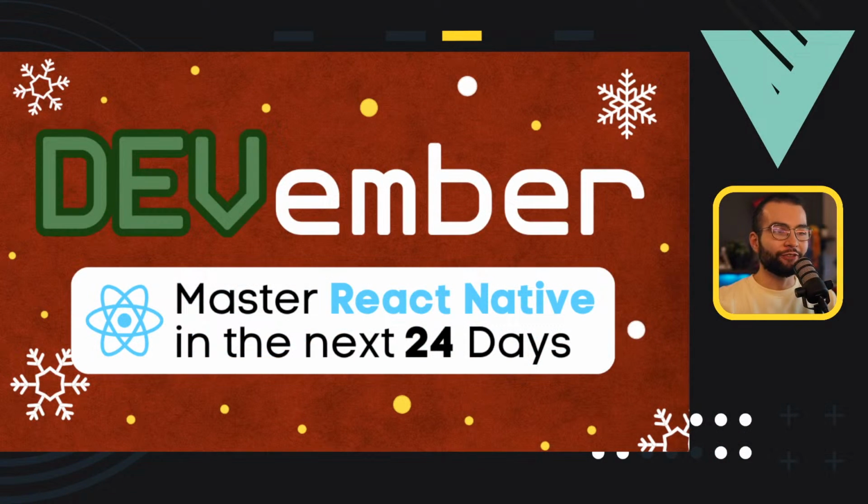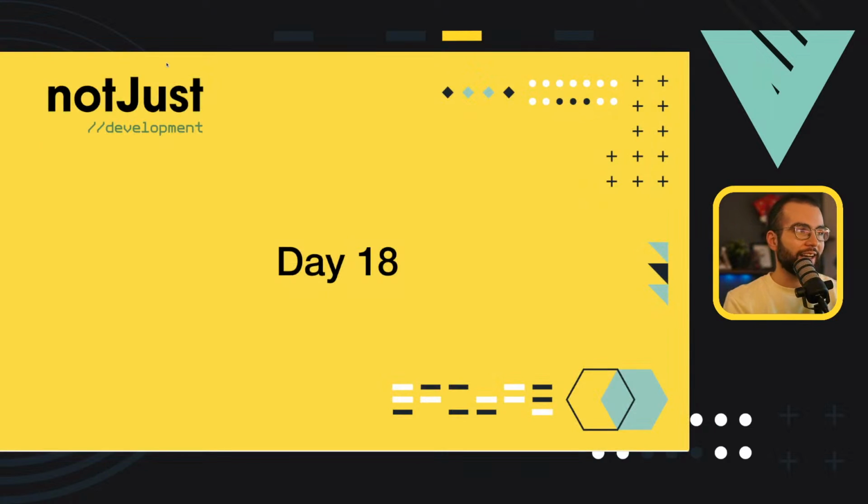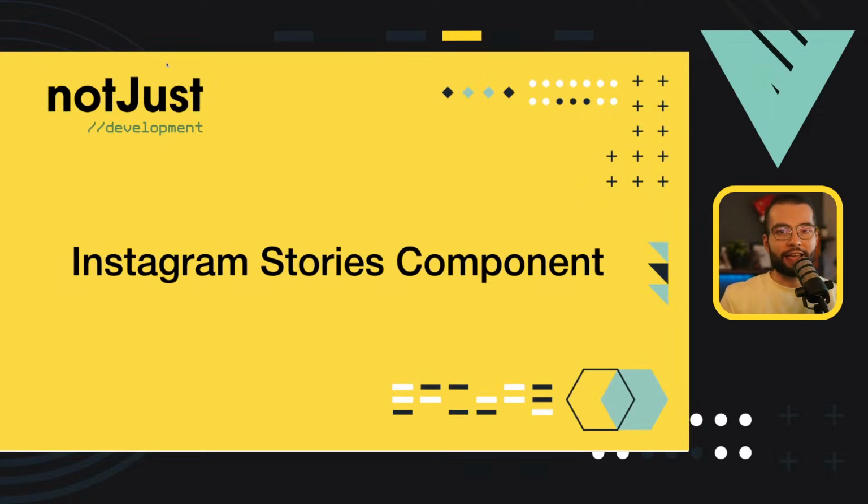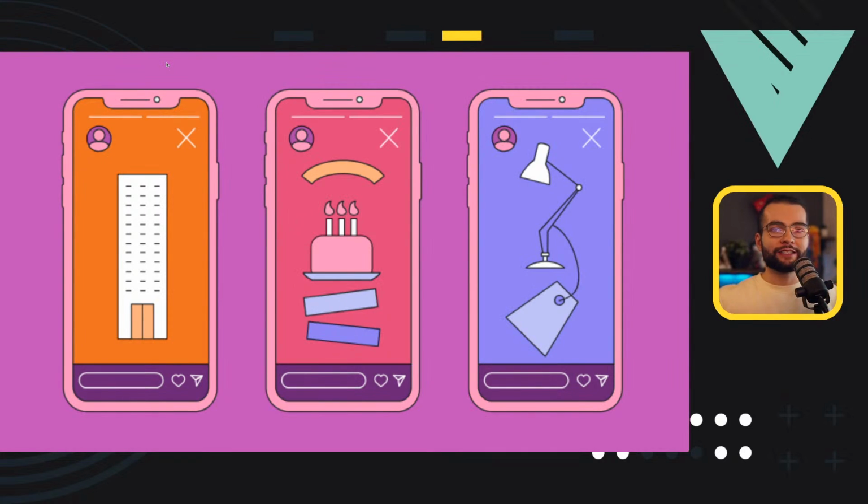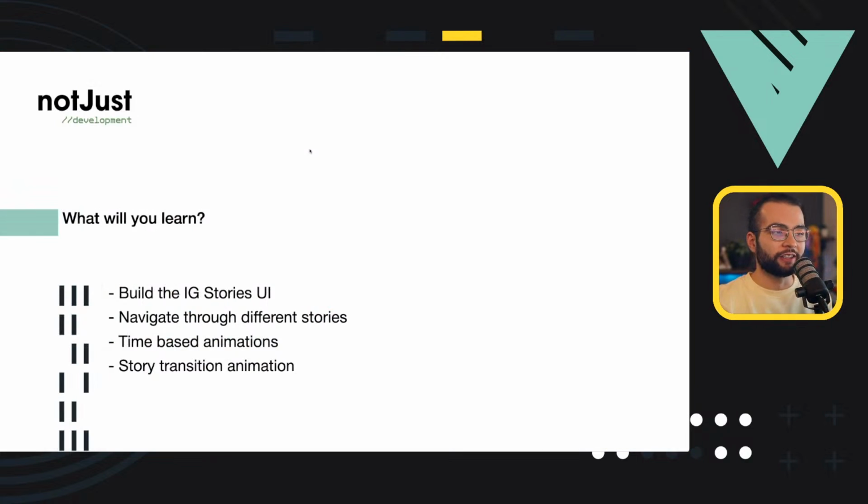Today, we are continuing the DEVember series, a month long of React Native tutorials. Today is day 18 of our series, and in today's episode, we are going to focus on one specific feature. We're going to build the Instagram Stories component that will allow us to view images in an Instagram-like way. So we're going to be able to move from a story to another, and by doing this we're going to learn how to build everything with React Native and Expo, how to navigate through different stories.